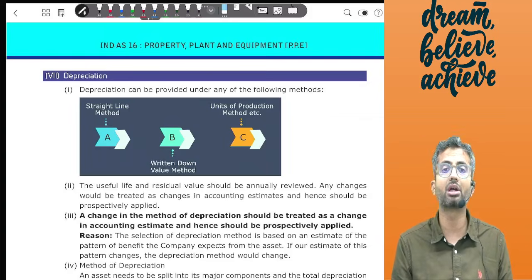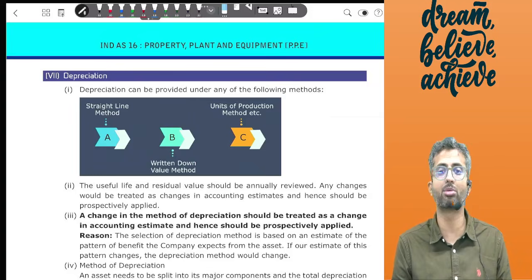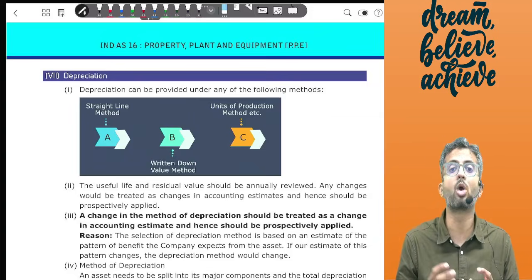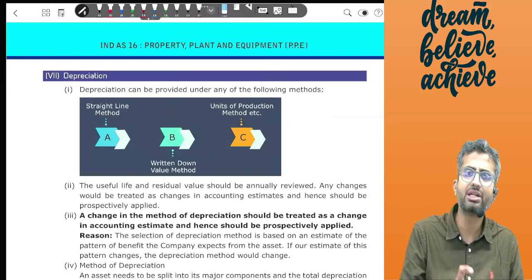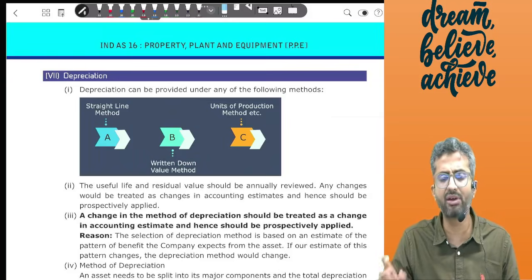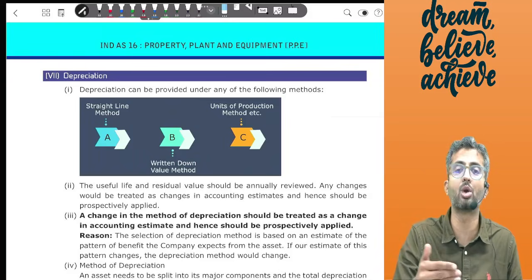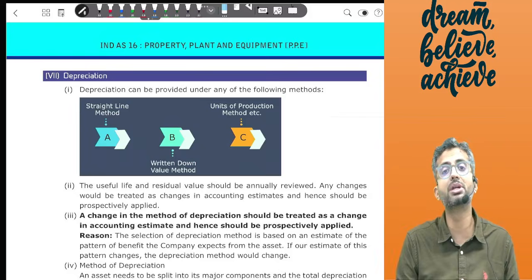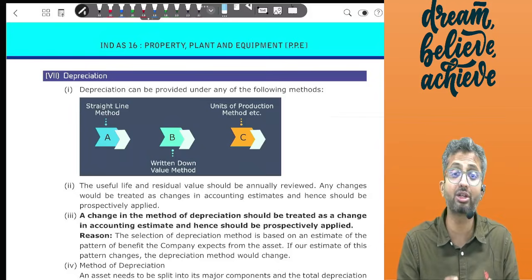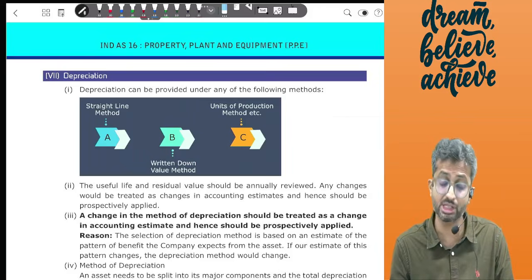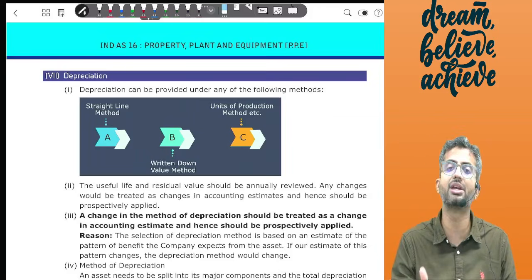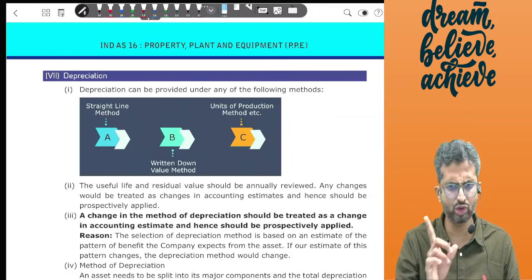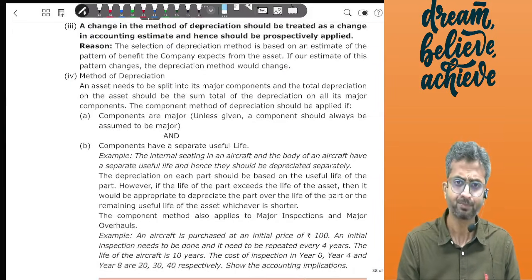However, when you look at accounting policy of cost model or revaluation model, this is an accounting policy choice, and if I decide to move from cost model to, let us say, revaluation or vice versa, it is a change in accounting policy for which the effects will be given retrospectively. However, change from SLM to WDV or vice versa is a change in accounting estimate where the effects will be given prospectively. It's an important point for you to remember.